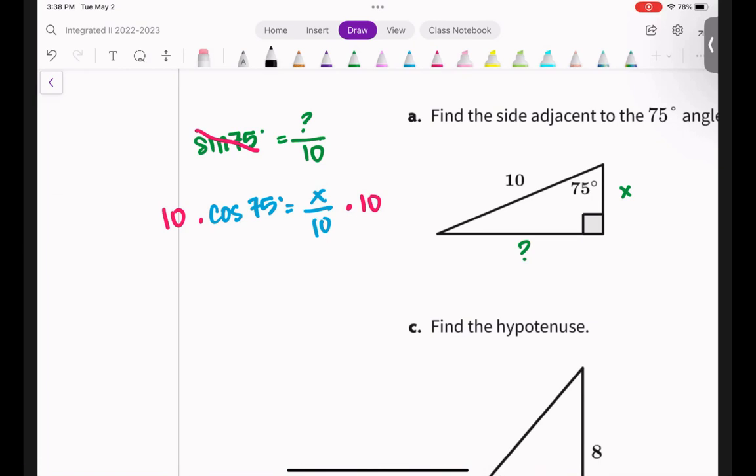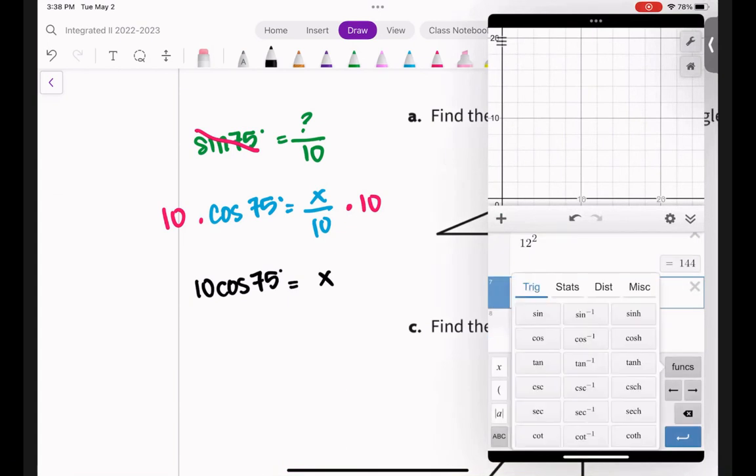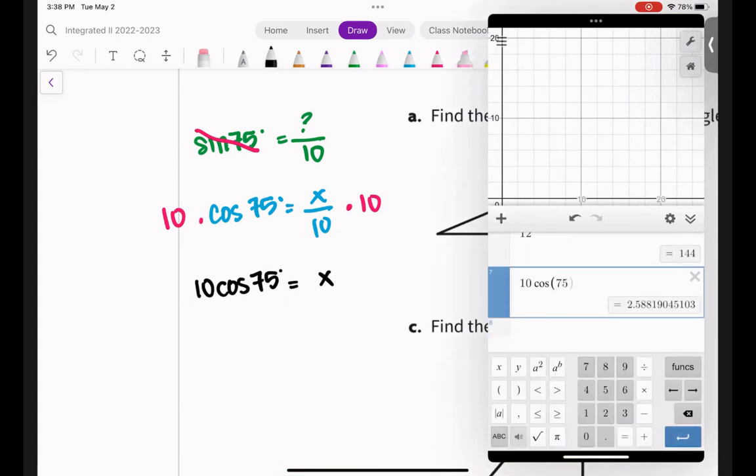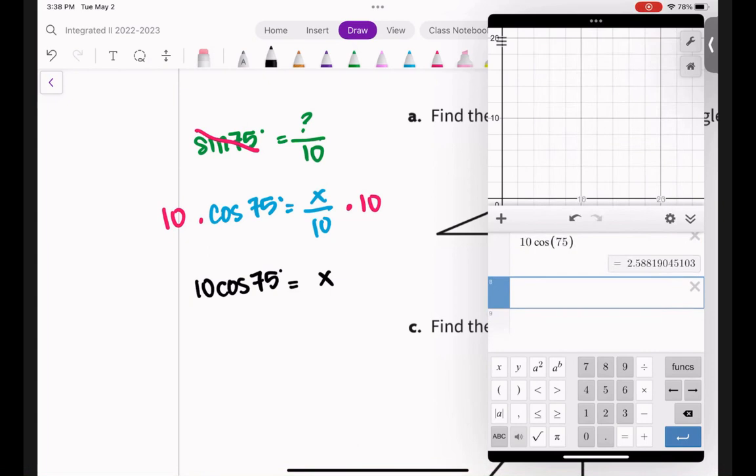So let me write that out. x is equal to 10 cosine 75 degrees. So I'm going to enter that into my calculator. 10 cosine 75. What do we always have to check, people? Yes, very good. We have to check if our calculator is in degree mode, which it is. So it's about 2.59.